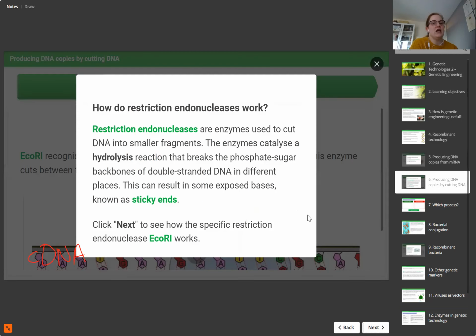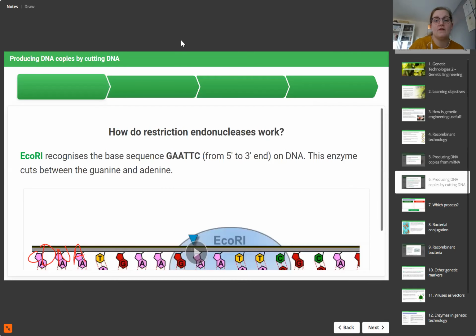So how do restriction endonucleases work? This is a different way of making DNA fragments. So restriction endonucleases are enzymes, and we use them to cut DNA into smaller fragments. And what these enzymes do is they catalyze a hydrolysis reaction. And what that hydrolysis reaction does is break that phosphodiester backbone of the double-stranded DNA in different places. And this can result in some exposed bases known as sticky ends. And what we're going to do now is look into the differences of what happens here.